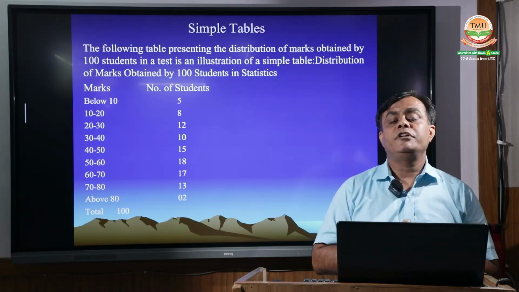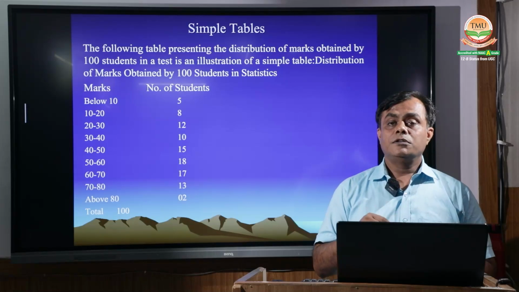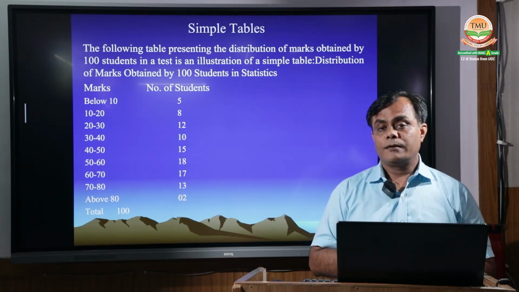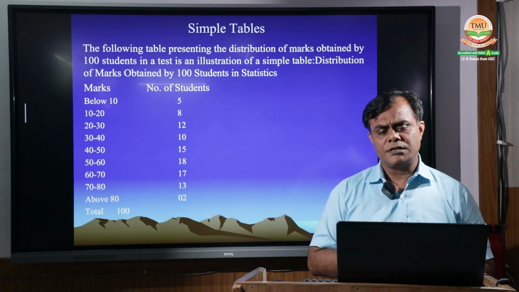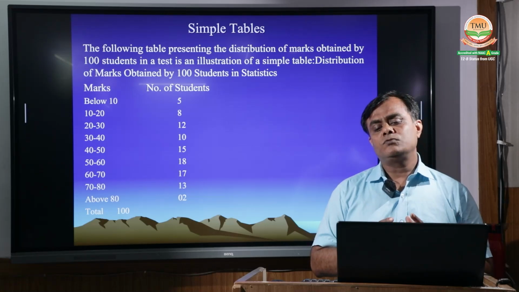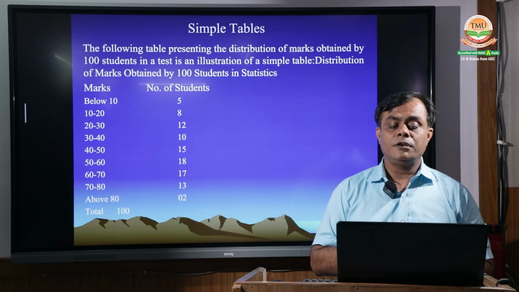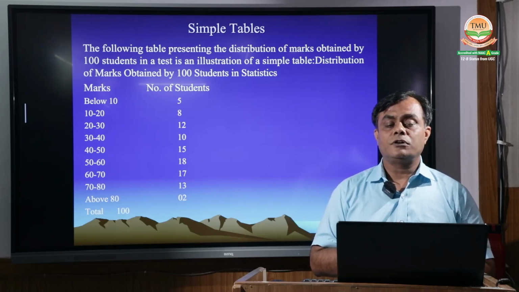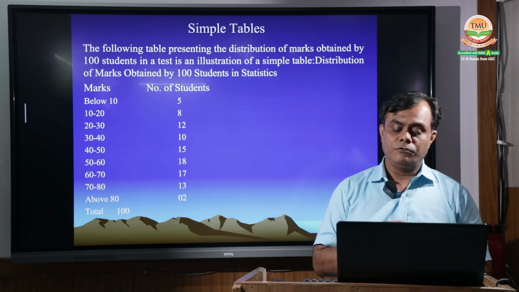So in this way we are going to classify the marks of the students through the class interval, and the corresponding frequency is given on the right side of that class interval. So in this table there is one characteristic, that characteristic is the marks of the students obtained in a class test, that is marks of statistics. So 100 students obtained marks in statistics in a class test. So a simple table has only one characteristic.